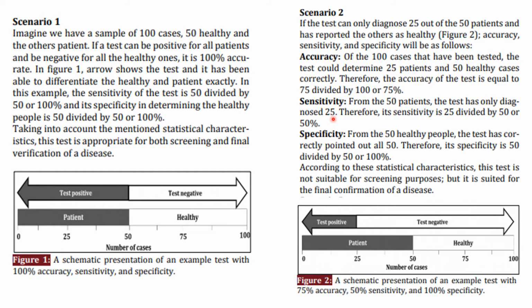From the 50 patients, the test has only diagnosed 25. Therefore, its sensitivity is 25 divided by 50, or 50%. Specificity. From the 50 healthy people, the test has correctly pointed out all 50. So its specificity is 50 divided by 50, and that's going to be 100%.